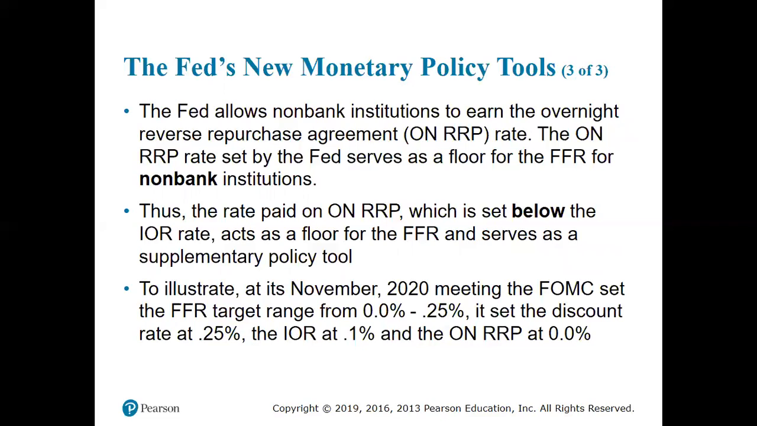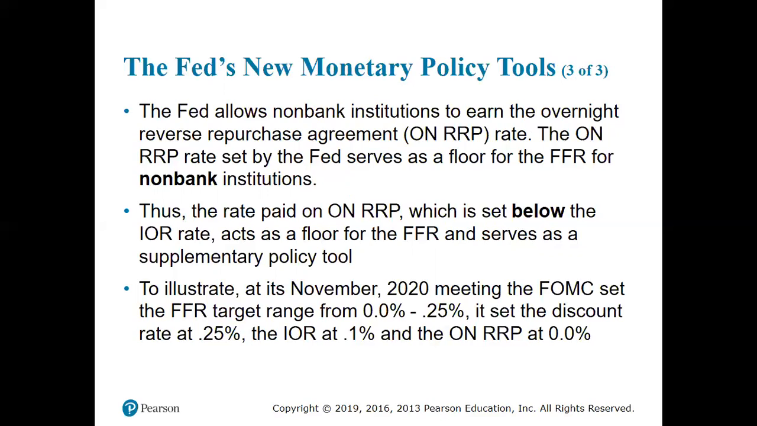So for non-bank institutions, the Fed says, we'll pay you this reverse repurchase agreement rate, but we're going to set it slightly below the interest on reserve rate that we offer to banks. So when we talk about all the parties that are involved in making up the Fed funds rate market, since some of them are non-banks, the interest paid on overnight repurchase agreements actually becomes their floor rate, and is the ultimate floor for the Fed funds rate.